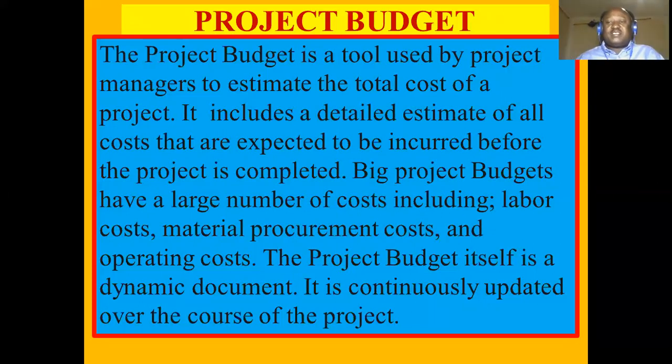The project budget itself is a dynamic document. It is constantly updated over the course of the project. A few things may change in the course of the project, and therefore the budget is not fixed. Sometimes there are a few divergences from the planned figure, and those variances are always explained, for example why you planned to spend 90% and you spent 91%.